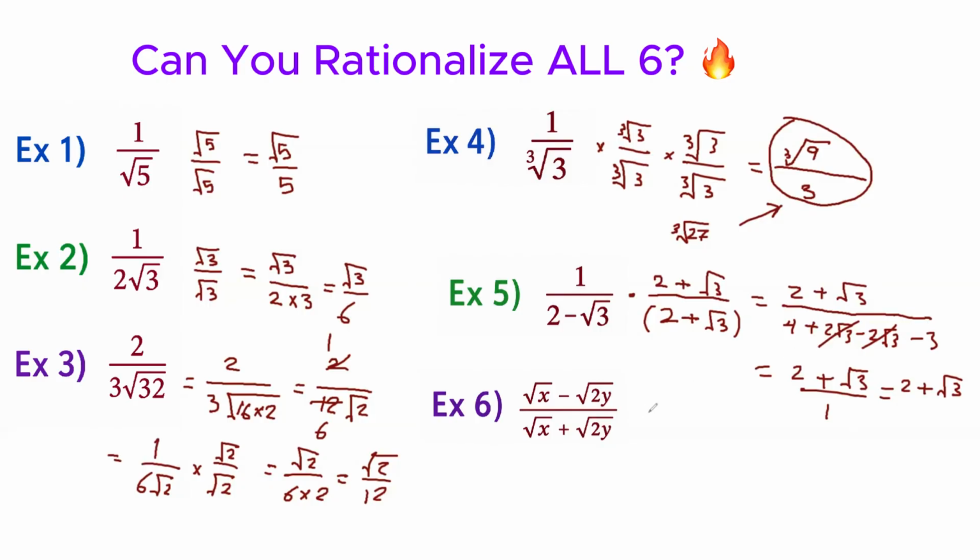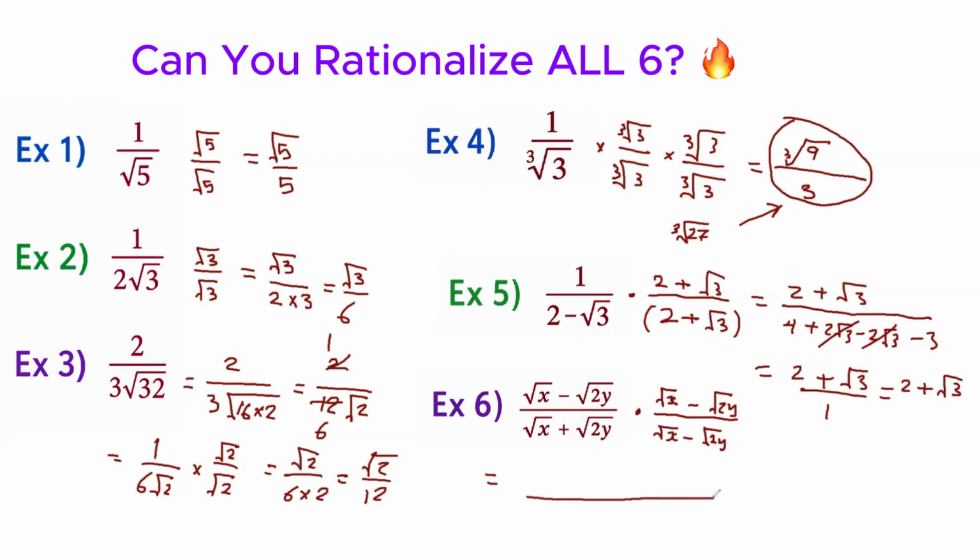The last one looks a little bit more complicated. Remember, I'm rationalizing the denominator, so I'm going to multiply by the conjugate as well. And that's root x minus root 2y. And whatever I do to the top, I do to the bottom. Whatever I do to the bottom, I do to the top. Equals.